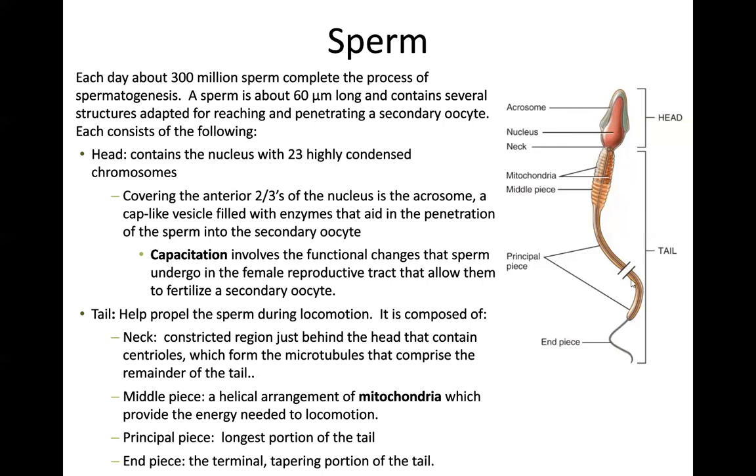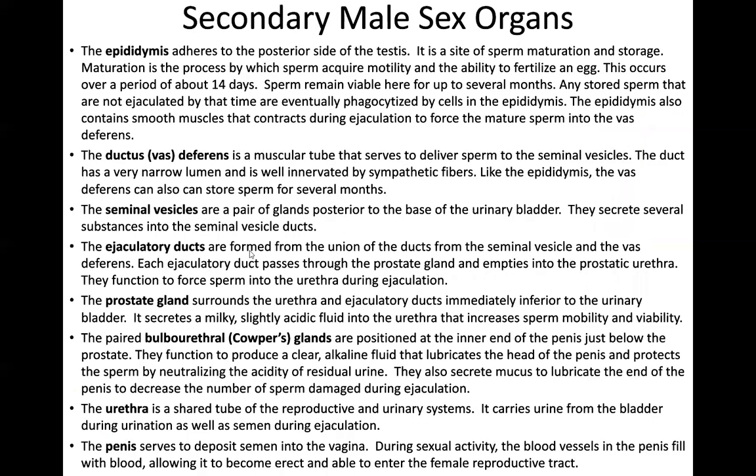Then you've got the tail, which includes several different parts: a neck where it constricts, the middle piece where you find a lot of mitochondria giving it energy, the principal piece, which is the longest part, and then a whip-like tail at the end. Basically, the tail is just built for locomotion, to allow the sperm to swim. Think of videos of a snake swimming, or I'm sure you might have even seen videos of sperm swimming when zoomed in under a microscope. They have that pretty recognizable way that they move.